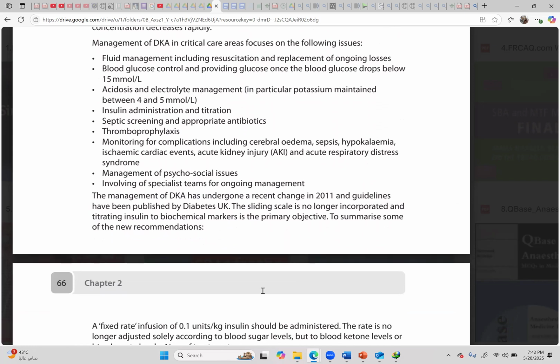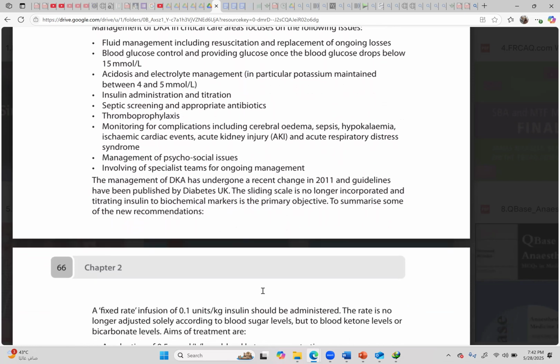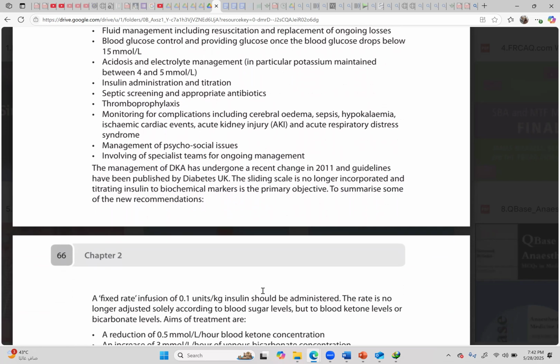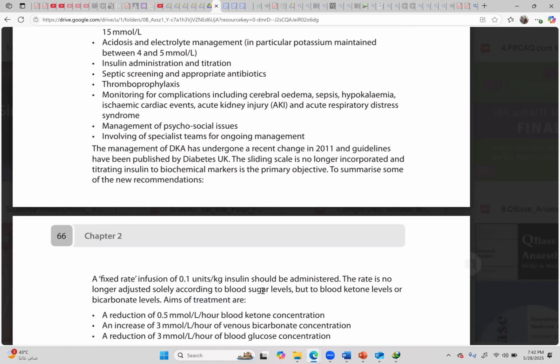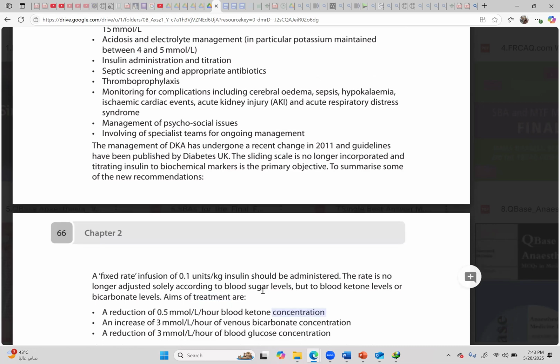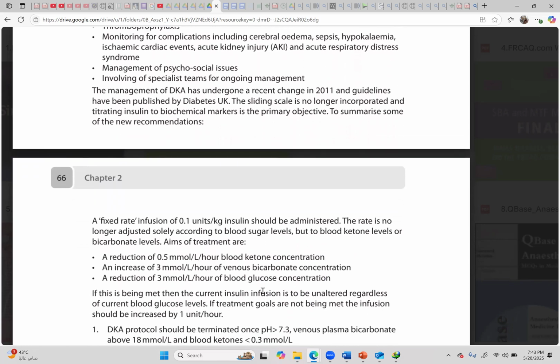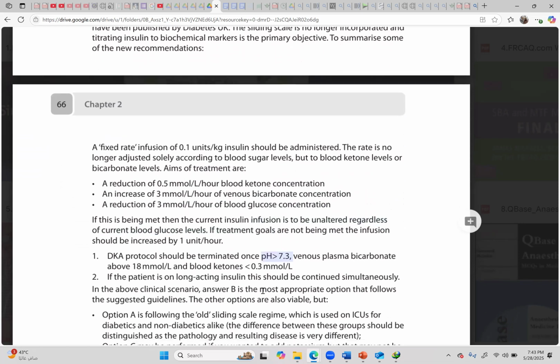So sliding scale is no more. Usually, it's fixed rate 0.1 unit per kg per hour, and then the rate is no longer adjusted solely according to blood sugar level, but to blood ketone levels. Actually, there are different regimes for it, but usually this is the default scheme. And so a reduction of 0.5 millimole per hour in blood ketones concentration, an increase of 3 millimole per hour of venous bicarb, and a reduction of 3 millimole per hour of blood glucose.